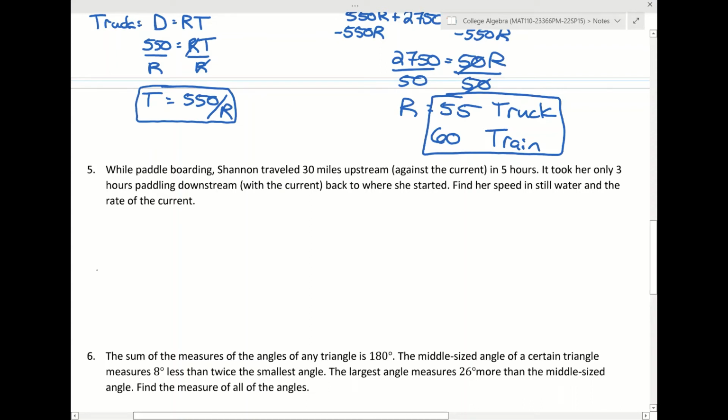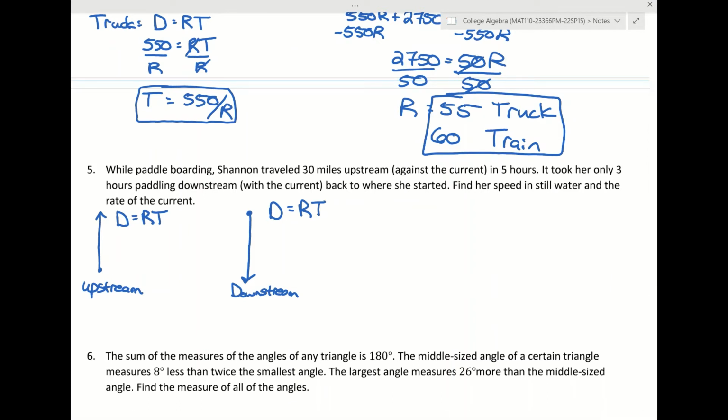When you're going upstream, you're going slower because the current's pushing you back. So we'll call this upstream, and this is D is equal to RT. And then we'll have another one where it's downstream. This is where we're going a little bit faster because the current's making us go faster. So just setting it up, that's what it looks like.